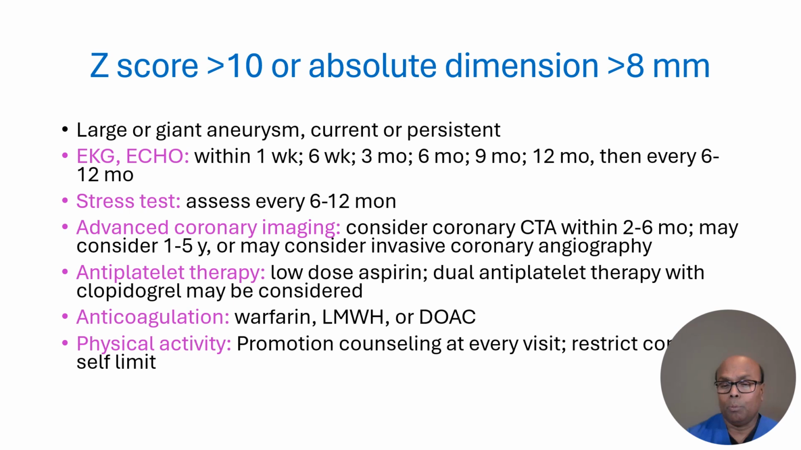This patient needs dual antiplatelet therapy with Plavix. Anticoagulation is needed in the third category: warfarin, low molecular weight heparin, or oral anticoagulants. Physical activity counseling needs to be done at every visit. Restrict contact sports and self-limit.